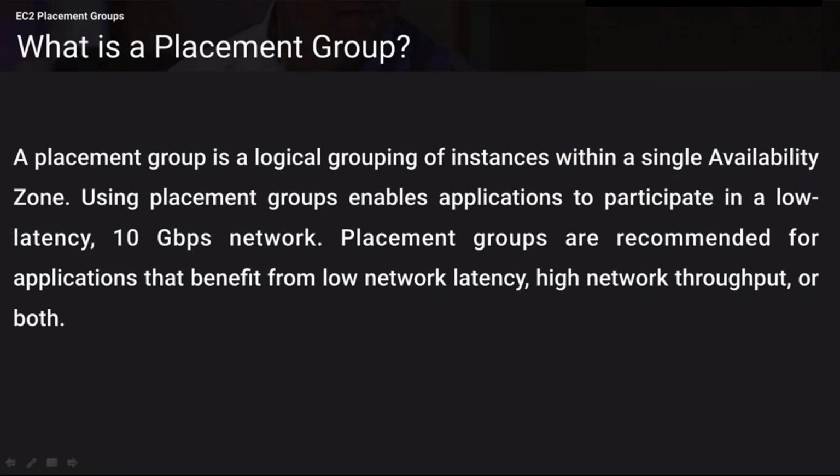So using placement groups enables applications to participate in a low latency 10 Gbps network. I can extend my network up to 10 Gbps of speed. That is what we can do with a placement group. Remember, placement groups are about virtually or logically grouping the EC2 instances. Yes, we are going to group the instances themselves. So logically grouping the virtual machines in a single availability zone in order to achieve low network latency and high network throughput.